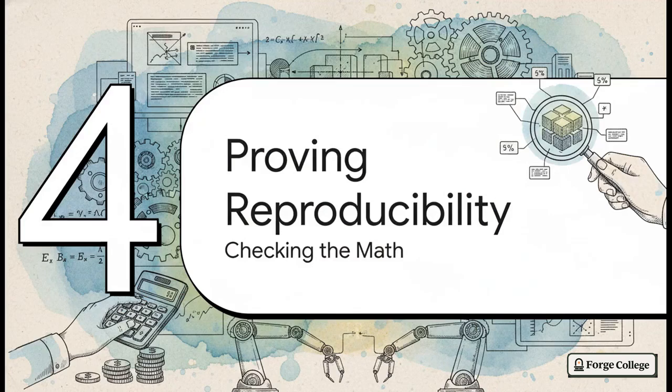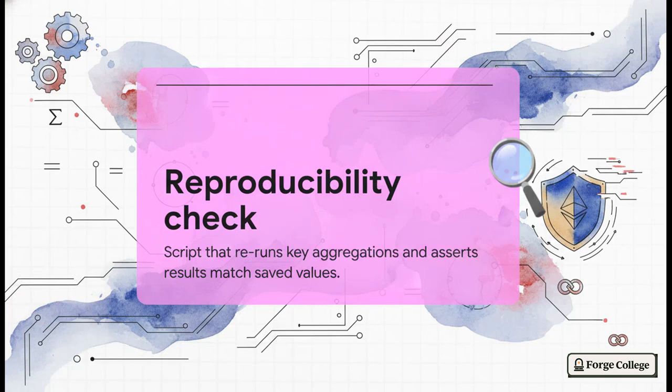Almost to the finish line. Section 4. Proving reproducibility. It's time to check the math. So, we have our amazing savings, but now we have to shift to the final engineering step, ensuring your brilliant blueprint actually works when someone else tries to build it. We accomplish this through a reproducibility check. This is just a final script or notebook cell that reruns all your key aggregations from scratch and mathematically asserts that the fresh results perfectly match your saved values. It is your ultimate defense against weird floating point math betrayals or unseeded random number generators.